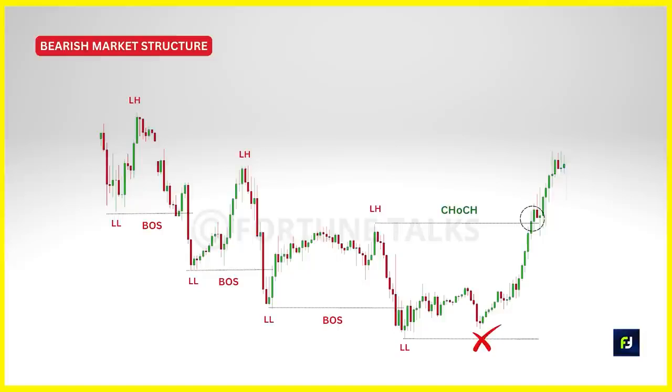Now, when it comes to a bearish market structure, it comprises lower swing highs and lower swing lows. A lower high is only confirmed after a break of structure, and a lower low is confirmed only after a valid pullback. And a bullish change of character happens when price manages to break and close above the previous swing high or lower high, indicating a shift in the sentiment from bearish to bullish. Now, these are basically the things that you need to keep in mind while learning the major market structures.